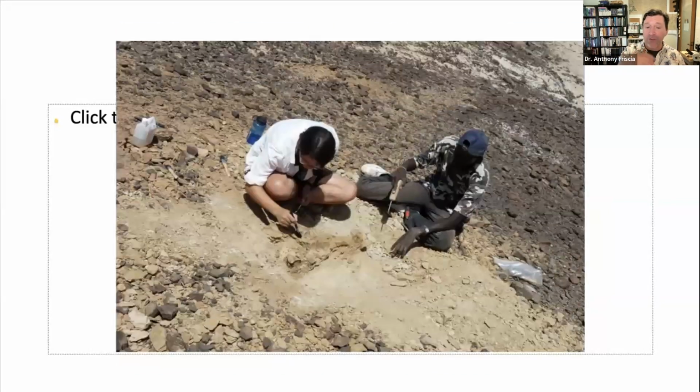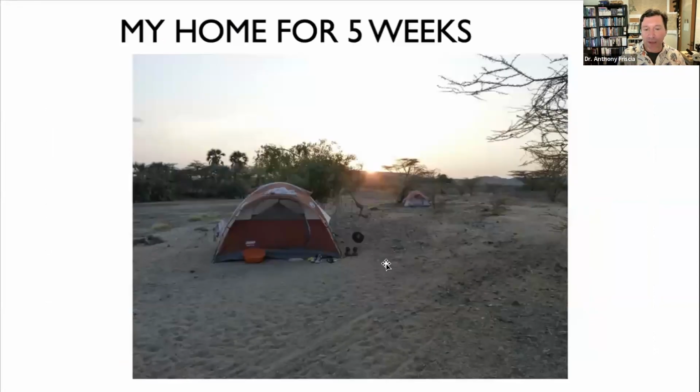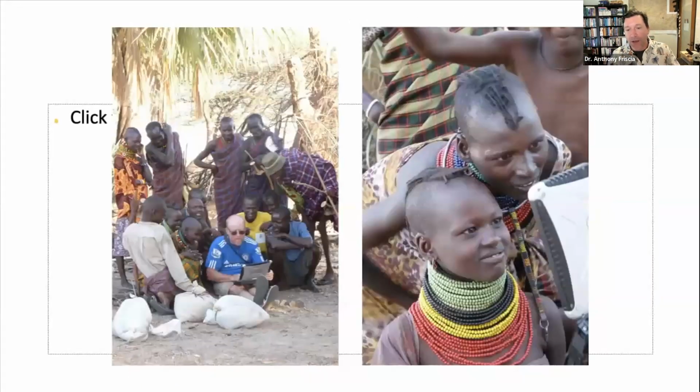Again, most of it's surface collecting, but every once in a while we do find fossils that we can dig out. And it's pretty primitive living there. This is my home for 6 weeks. We're about a day's drive away from any sort of town or anything like that. And we live there among the local people who are the Turkana. They're mostly goat pastoralists, so they herd their goats through the area.